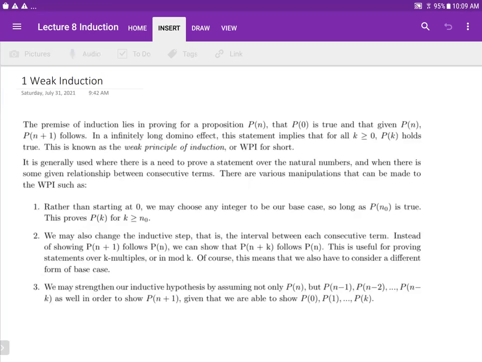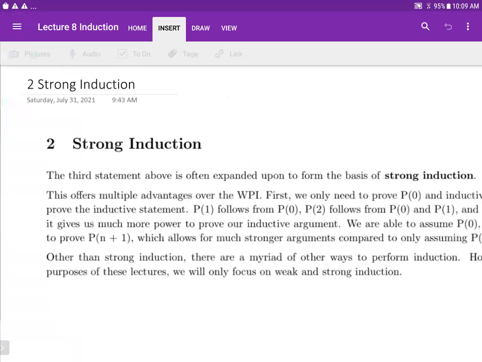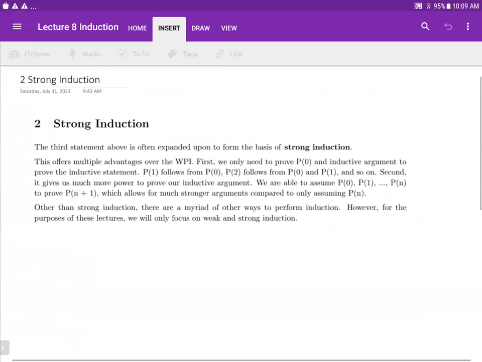Now, this is basically the principle for the next type of induction that we talk about, and it's called strong induction. So this offers a few advantages over the weak principle of induction. So first of all, we only need to prove the base case, and the inductive argument to prove the inductive statement.